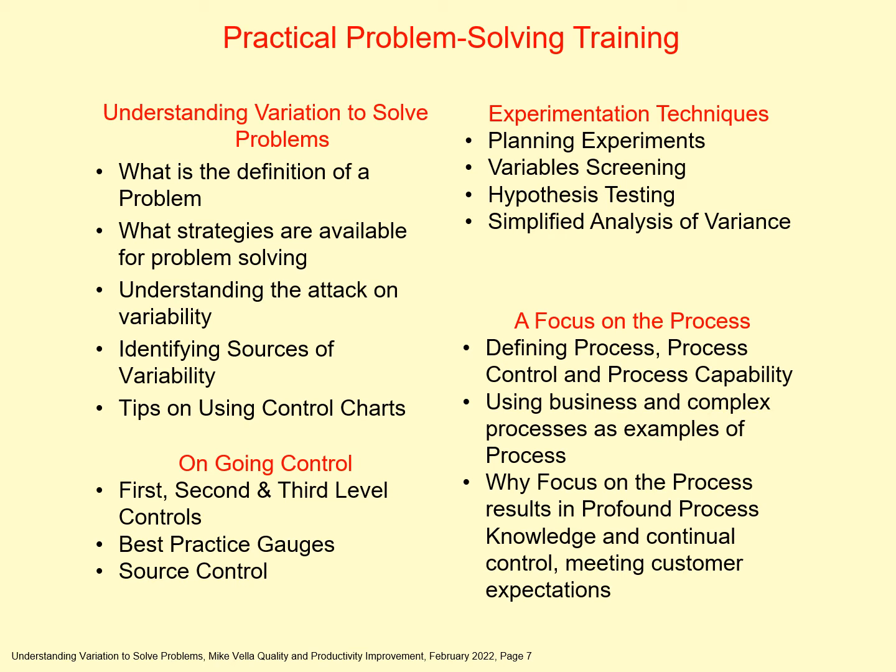The package on experimental techniques will discuss planning experiments, variable screening, hypothesis testing, and simplified analysis of variance, sometimes known as ANOVA. And the package on a focus on the process describes defining processes, process control, and process capability. Then we use business and complex processes as examples of what we call process, and why focus on the process results in something we call profound process knowledge, and at the same time, continual control, meeting customers' expectations.